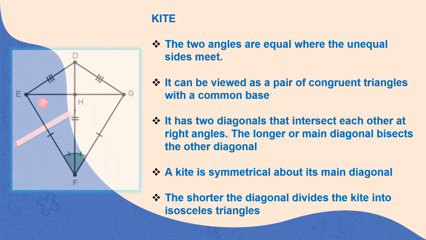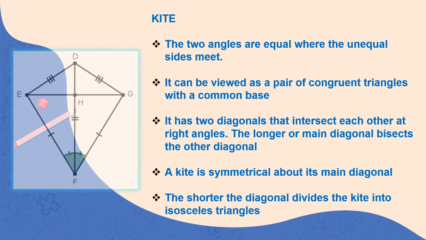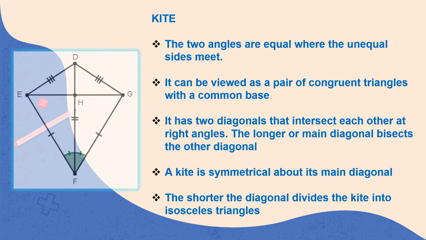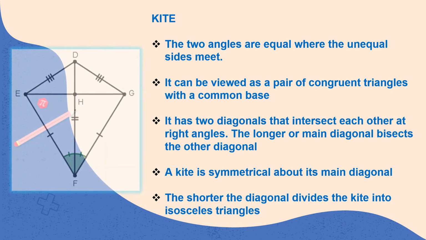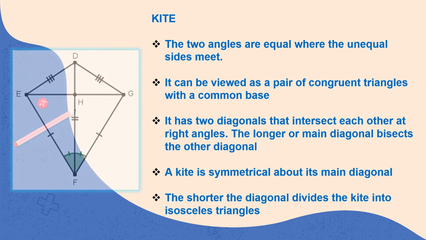And lastly, the kite. The kite has two angles that are equal where the unequal sides meet. It can be viewed as a pair of congruent triangles with a common base. It has two diagonals that intersect each other at right angles. The longer or main diagonal bisects the other diagonal. A kite is symmetrical about its main diagonal. The shorter diagonal divides the kite into isosceles triangles.